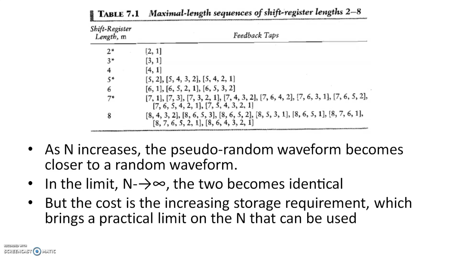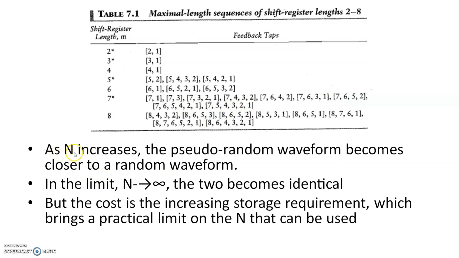Now, if there are two shift registers, what are the feedback taps for a maximal length sequence? If you want to get a maximal length sequence with two shift registers, you should take the feedback from the second and the first flip-flop. If it is three, you have to take feedback from third and one. If it is four, you have to take feedback from four and one. If it is five shift registers, you can get maximal length sequence by taking feedback from 5 and 2, 5, 4, 3, 2 or 5, 4, 2, 1. So for each length of the shift register, these are the possible combinations by which you can get maximal length sequence.